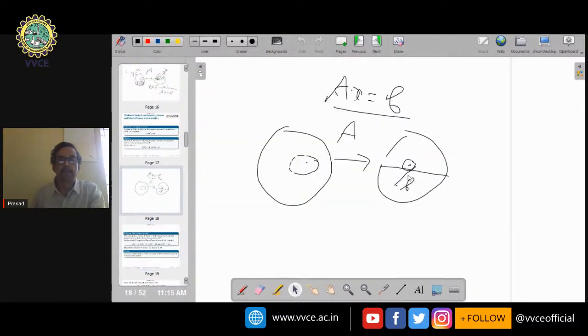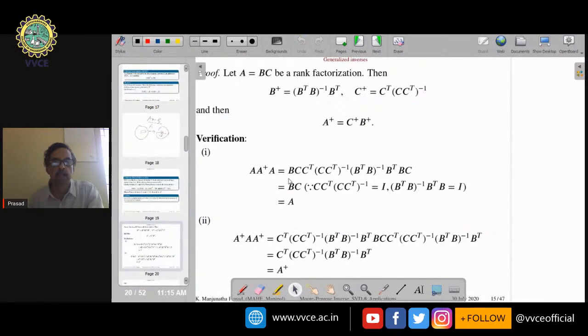Such a Moore-Penrose inverse, for a given linear system AX is equal to B, gives a solution among these with the minimum norm. This is a game to be played with this A plus, and verify that it is unique.